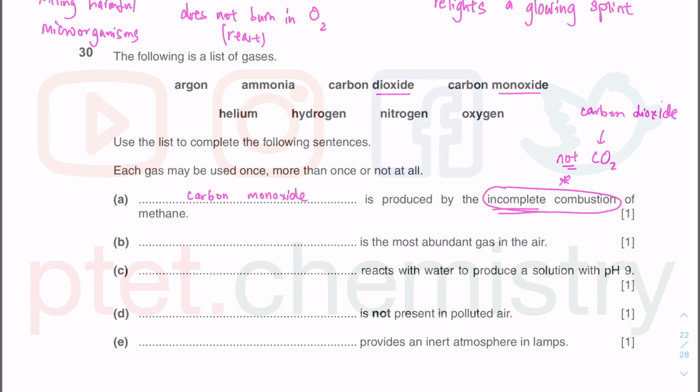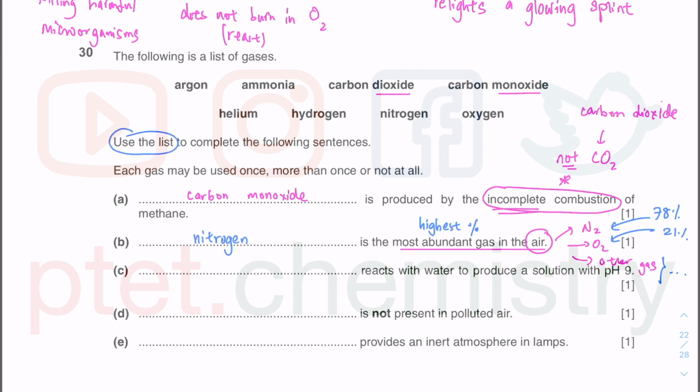What else? Most abundant gas in the air. Air consists of nitrogen, oxygen, and then other gases in various amounts. So N2 is around 78%, oxygen around 21%, and this is the other 1%. Now the most abundant means the highest percentage. Abundant means you have a lot of it, so it has to be nitrogen. They're asking to use the list, so I do not come up with a formula or symbol, I just use the list of words.